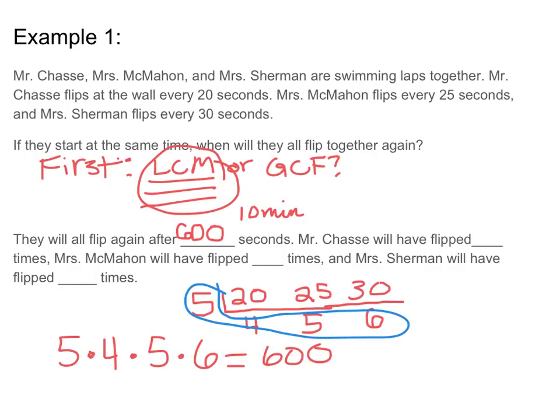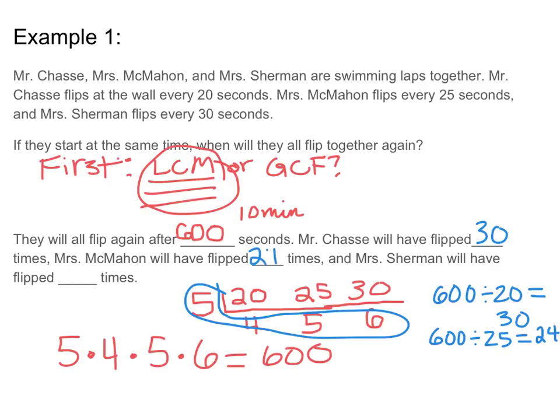So then for the second part, I need to figure out how many times each person will have flipped. So if it took 600 seconds total, and Mr. Chauncey flips every 20 seconds, then I do 600 divided by 20. That gives me 30 times. Miss McMahon would have gone 24 times. And I will have flipped 20 times.